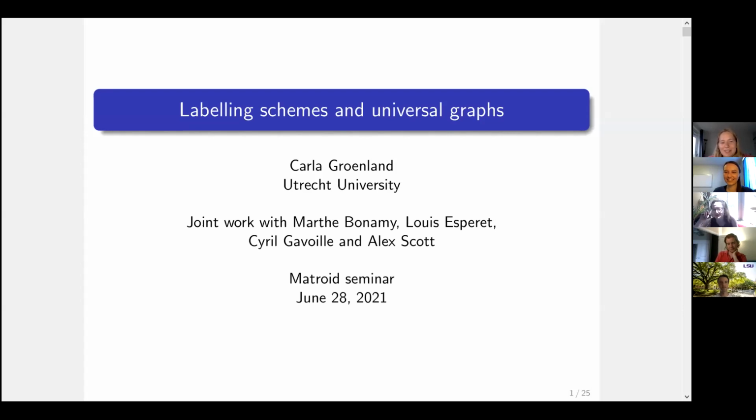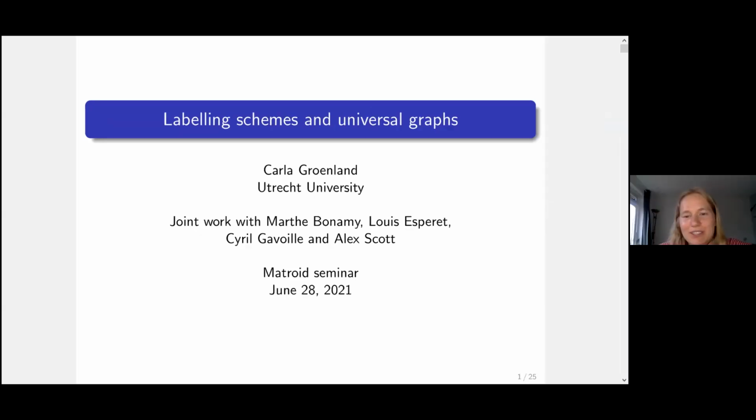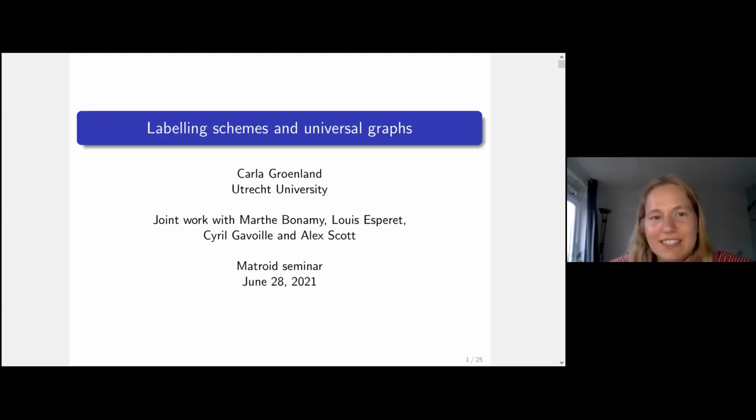Everything I'll be talking about is joint work with Mart Bonamy, Louis Esperet, Cheryl Capoy, and Alex Scott. I'll talk about both labeling schemes and universal graphs. There are actually two different works that I'll be talking about, but there's a bit of a connection between these two objects. I'll first talk about adjacency labeling schemes and induced universal graphs, and then I'll talk about a new notion that we've looked at called isometric universal graphs.